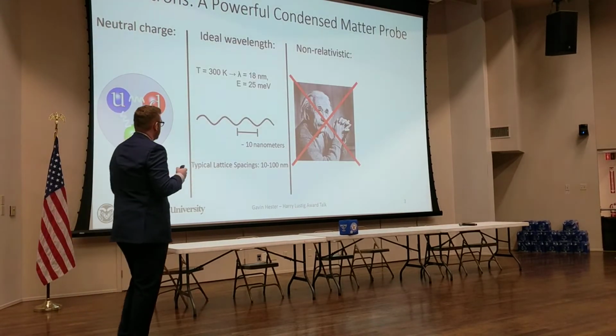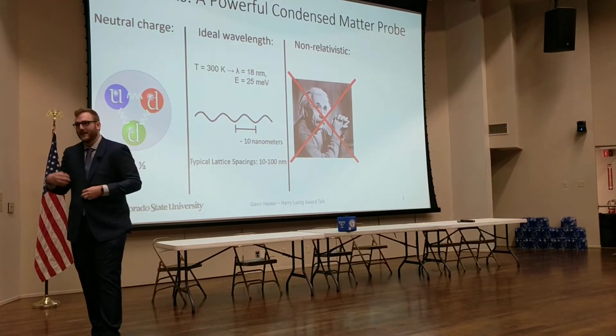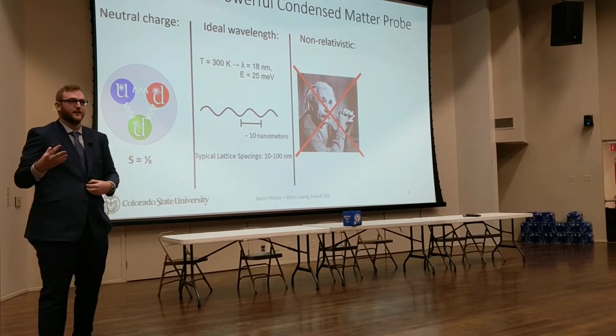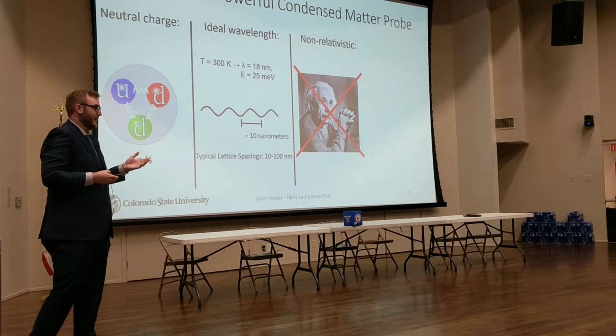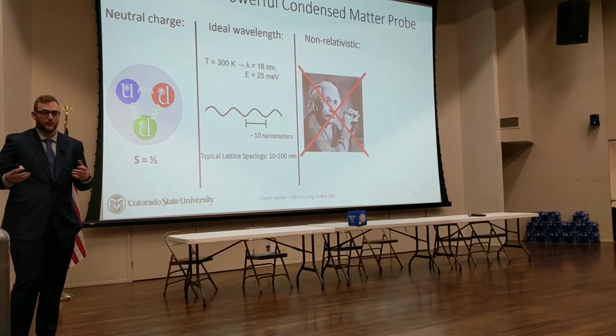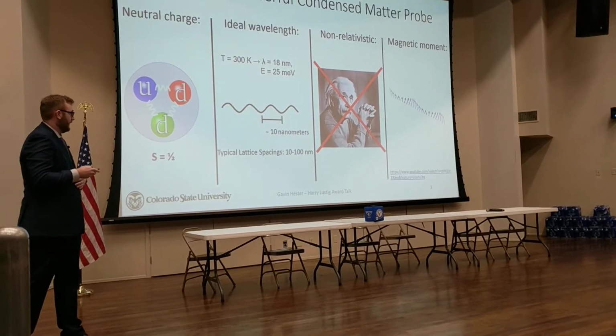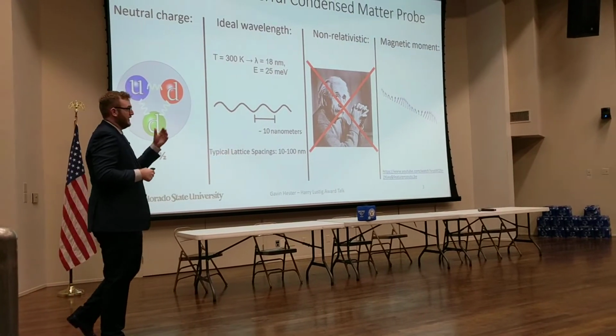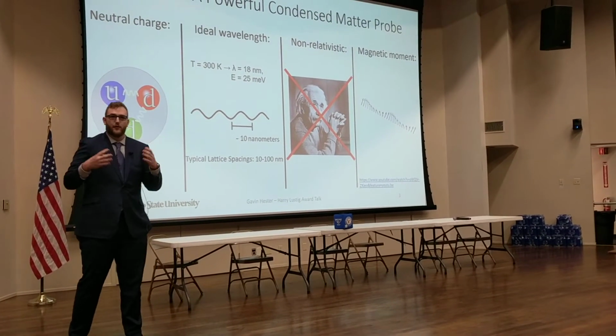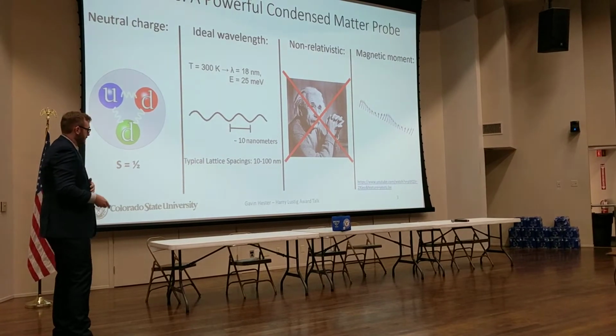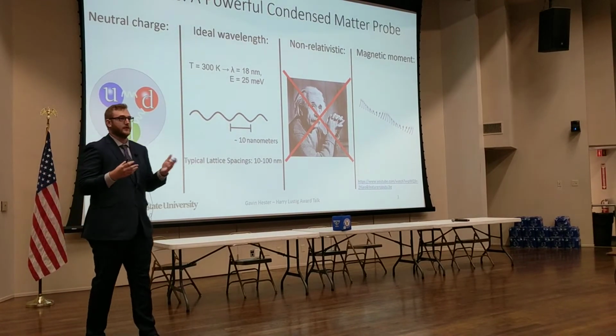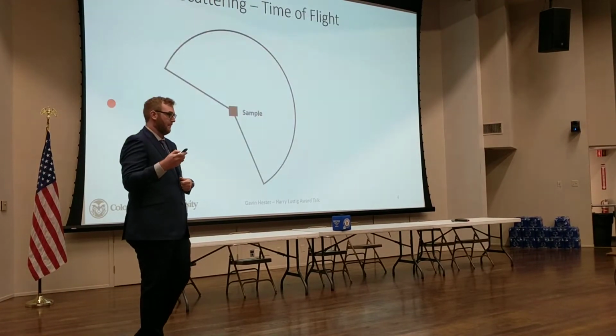Ooh, I went backwards. As much as I love Albert Einstein, neutron scattering is in the non-relativistic regime, so when we're doing our data analysis, we don't have to worry about relativistic corrections. And then finally, due to this spin 1/2 that I mentioned, neutrons have a magnetic moment, so they're able to probe things such as magnetic structure, as well as magnetic excitations such as a spin wave or a magnon.